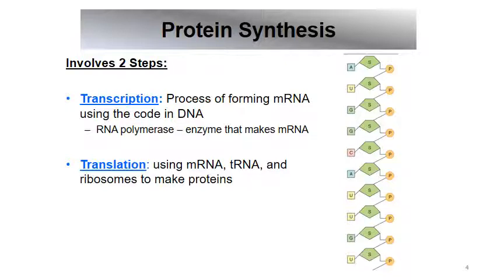Okay, so here comes the important stuff. Protein synthesis. Know that these are the two main steps. There's transcription and there's translation. Know that transcription is when mRNA is made from DNA. RNA polymerase is the enzyme that makes mRNA during this step. And then translation uses the mRNA that was made. And then there's also tRNA molecules and ribosomes to make proteins.